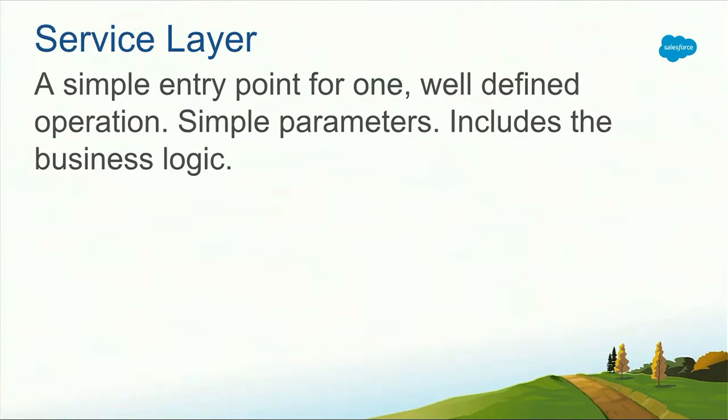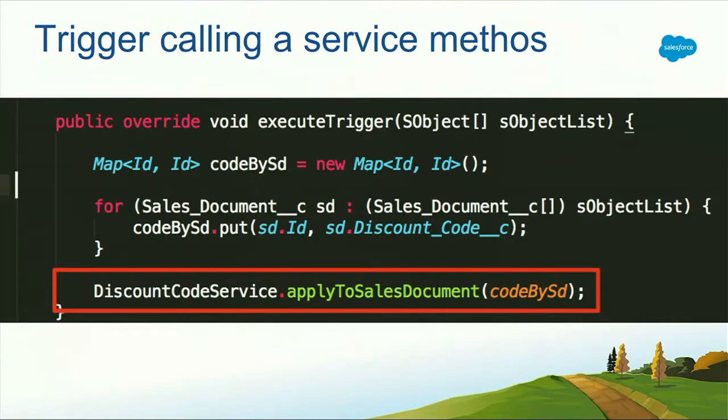Let me show you an example. This is a trigger. So when we're starting a discount code operation in a sales document, we want to apply a discount code logic on the price calculation. However, we are not putting all our data to the trigger classes. We are outsourcing the business logic to a discount service.